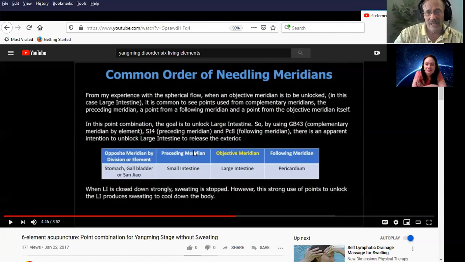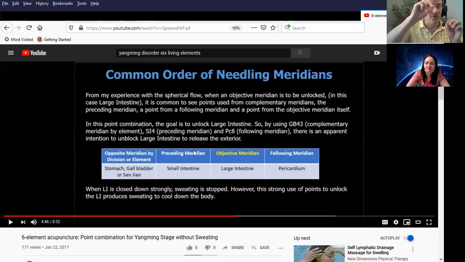So in this point combination, the goal is to unlock large intestine. By using gallbladder 43, the complementary meridian by element, because it's on the opposite side of the 6 element star, small intestine, which is the preceding meridian to the large intestine, and pericardium 8, which is the following meridian on the other side of large intestine, there's an apparent intention to unblock large intestine to release the exterior. So we see the point combination, right?